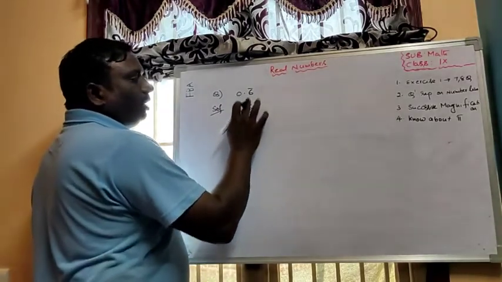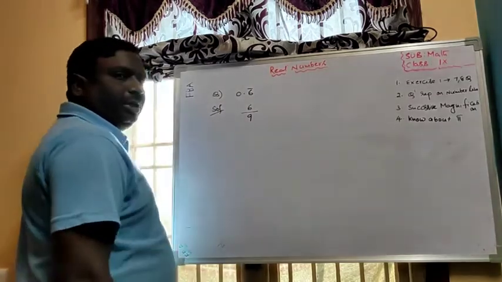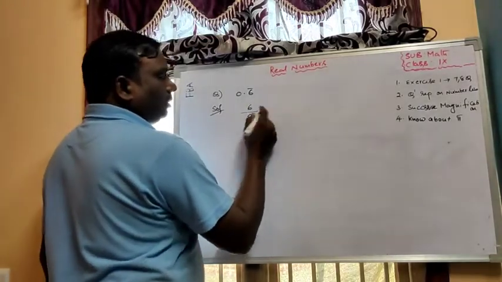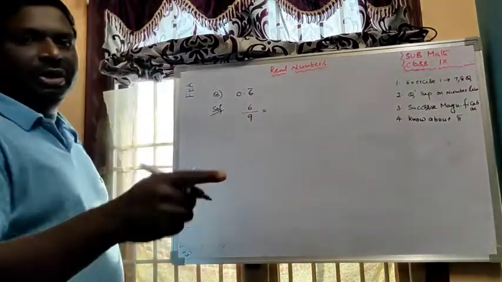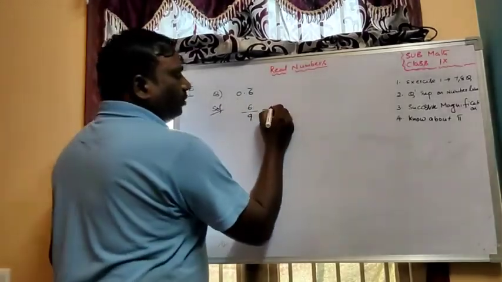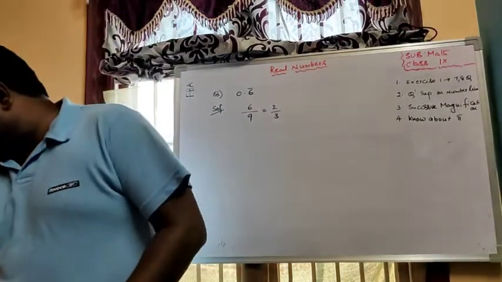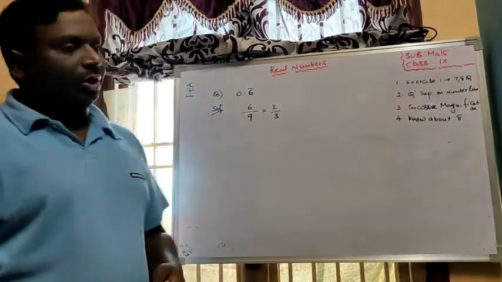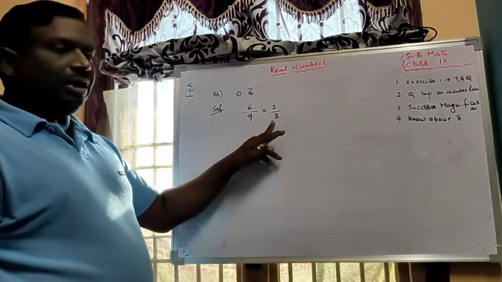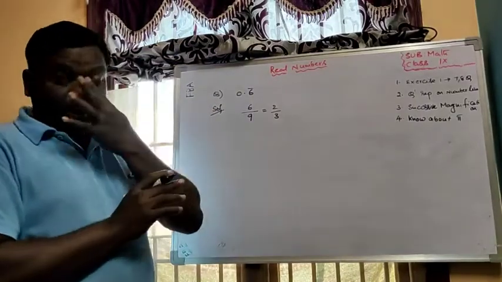And what about the denominator? How many digits are repeating? Write that many nines. Here one digit is repeating, that's why I am writing only one 9. So do the cancellation: 3 twos are 6, 3 threes are 9. So that is 0.6 bar, finally changed into the form of p by q. This is the final answer. If you do the same method we discussed in the first session, you will get the same answer.